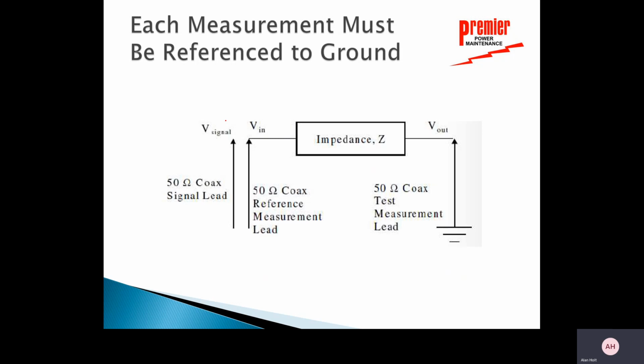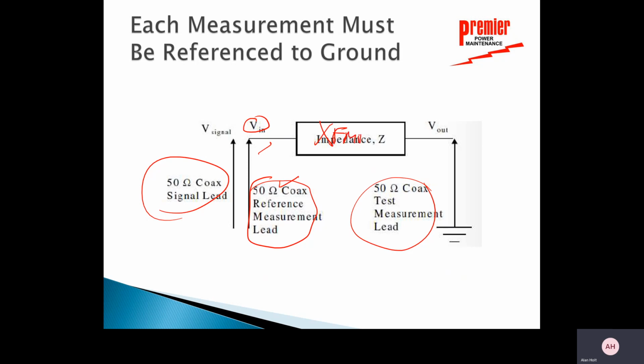So here we go. I've got VN. I've got a 50 ohm coax reference measurement lead. It's the lead that we bought with the test set. You can't use just any lead. We don't make modifications to it. And then we have this measurement lead over here. This is my reference input. This is my transformer, the impedance inside that I'm actually going to be reading across.